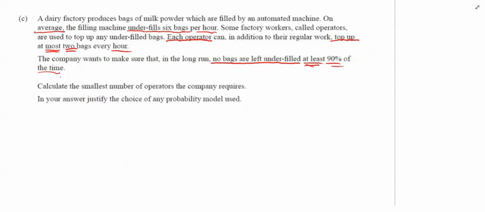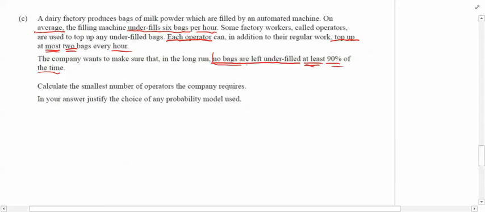So pause the video and see if you can circle what the event is. The event is the scenario where no bags are left underfilled. So that's our event that we're interested in. And the probability of that event needs to be at least 0.9, at least 90%.